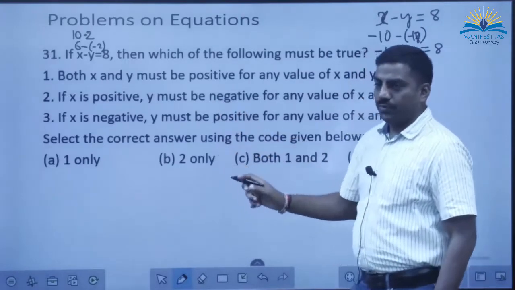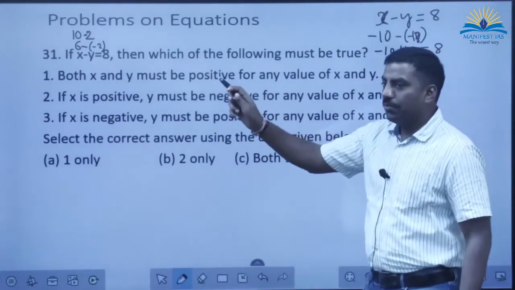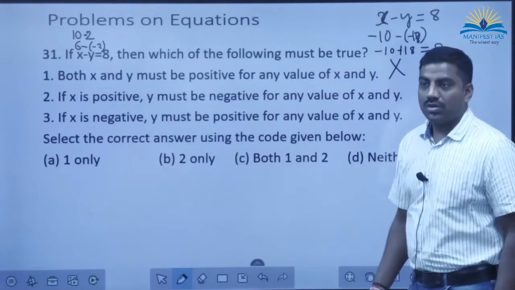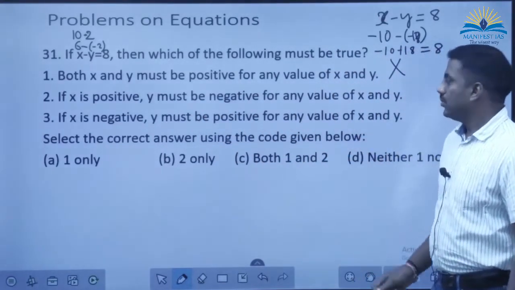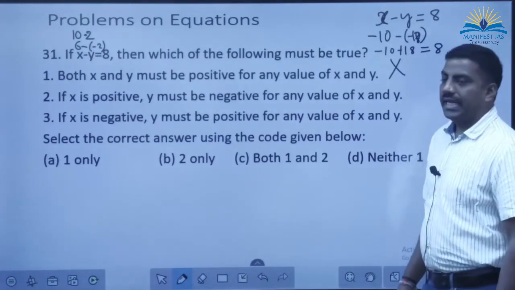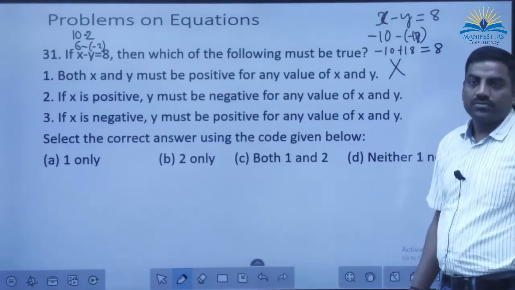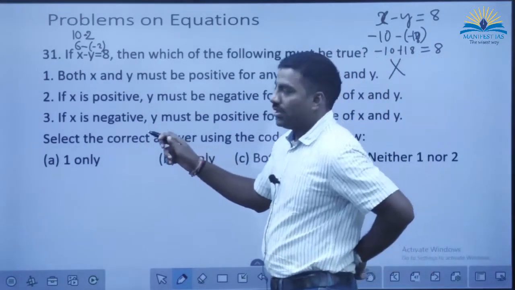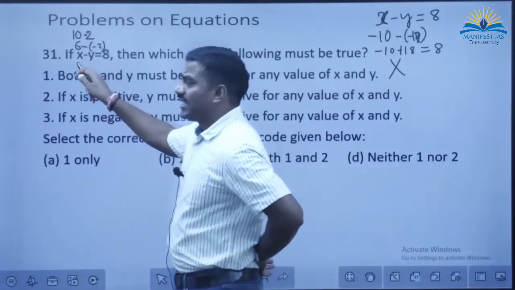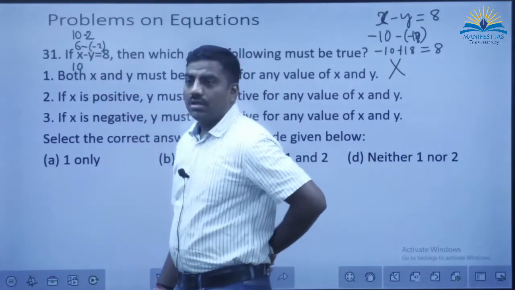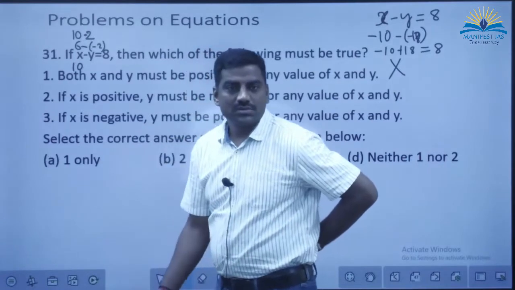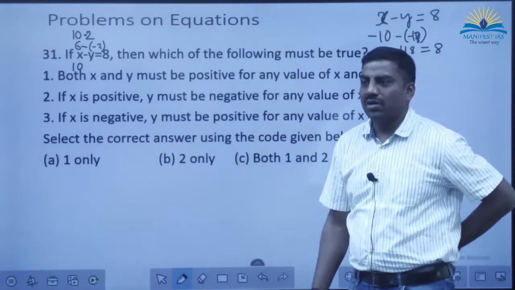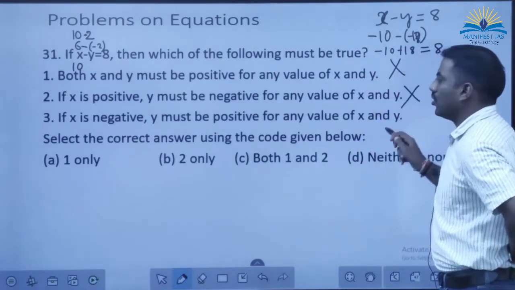If x is positive, y must be negative. Is it so? Let's say x is 10. Y is positive, no? There is no compulsion that if x is positive, y has to be negative. No compulsion. So this is also ruled out.